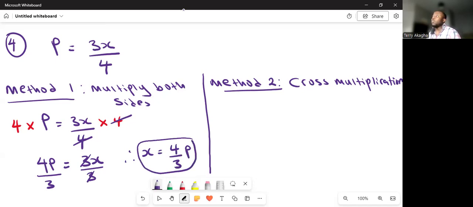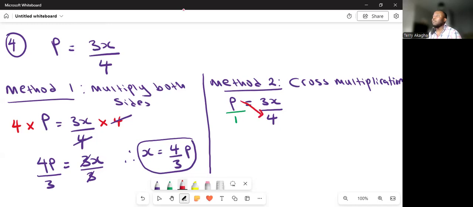Now, if you want to do the cross multiplication method, you can use that. So we have P is equal to 3x over 4. Now, P is the same thing as saying there's an invisible divided by 1 here, okay? Because all integers can be written as a fraction, okay? So what then happens? You cross multiply.